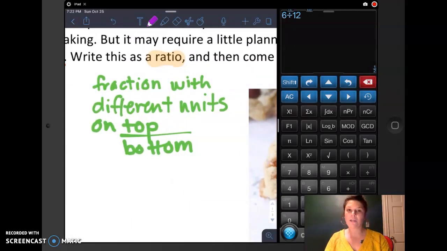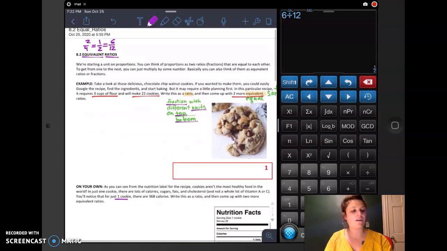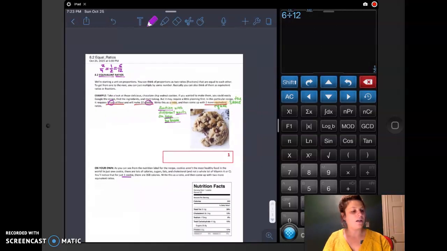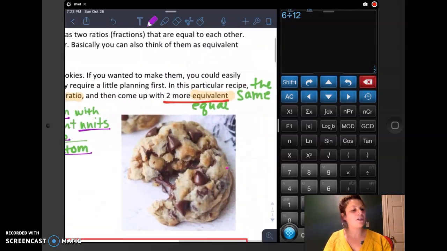Now, when we're talking about ratios in real life, they are fractions, but they have a different unit on the top than they do on the bottom. So what does that mean, unit? It means measurement. So in our case here, cups of flour is one measurement, but the number of cookies is the other measurement or units. All right, and then we're going to come up with 2 more equivalent. Remember, equivalent is the same as saying equal or the same.